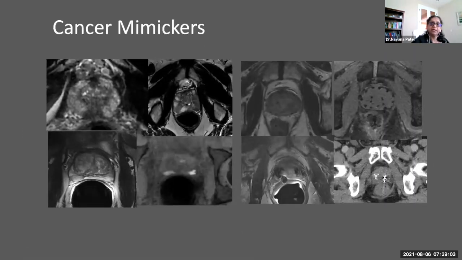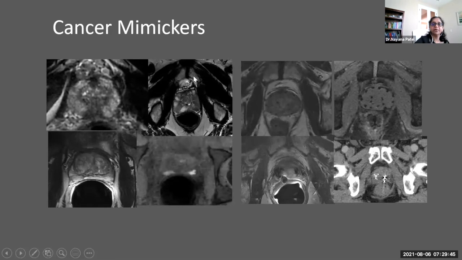One thing to remember, not all dark foci on T2 weighted images are prostate cancer. There are certain benign entities, and even some normal structures will appear as low signal intensity on T2 weighted images. And here we have some examples. Here we have a T2 weighted image with the normal low signal intensity of the anterior fibromuscular stroma and central zone. This should not be misinterpreted as prostate cancer. It is important to know the structures and their typical location to avoid misinterpretation.